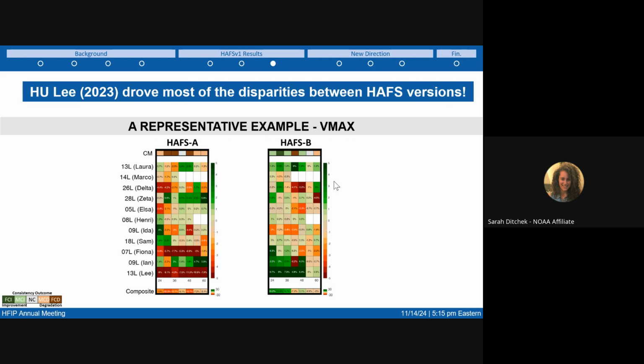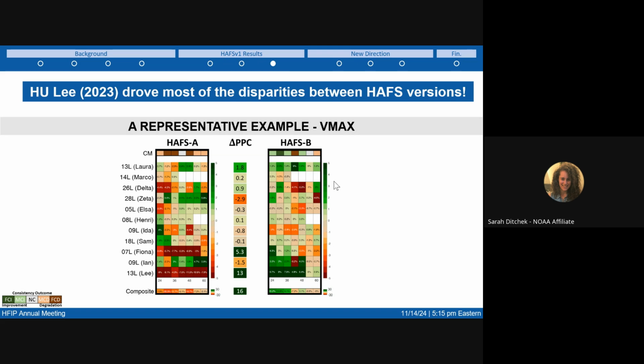What you're seeing now is the percentage point contribution of each TC at each lead time to the overall MAE skill. Essentially, if you add up any column, it equals the composite MAE skill for that lead time, which is shown at the bottom. This type of graphic helps you see if any of the TCs were driving the MAE skill results. To more easily compare performances between HAFS A and B, I'm now showing you the percentage point change between HAFS A and B.